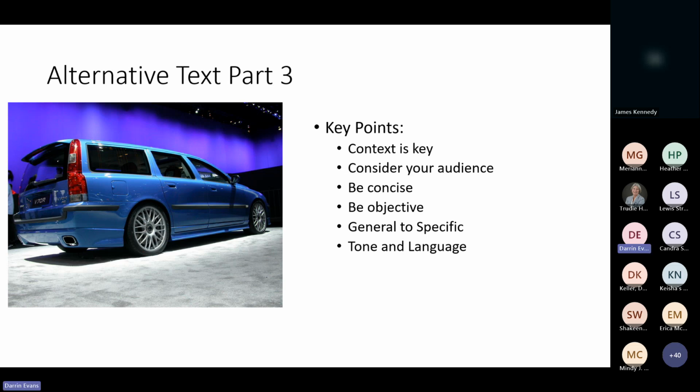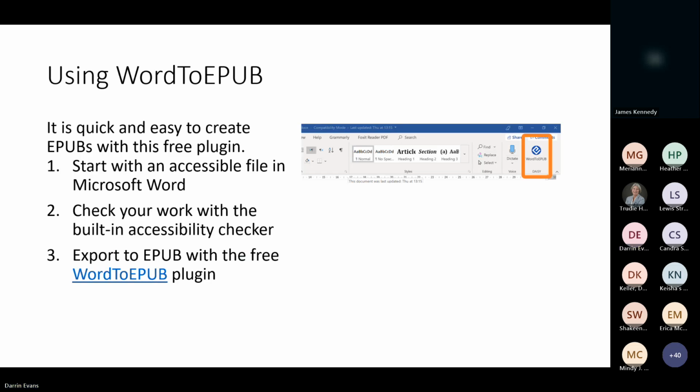And I want to go general to specific, right? I want to go, hey, this is a Volvo V70. It's blue. It's a station wagon. You see how each part of that, I'm getting more and more specific. And then my tone and language, I want to make sure that I'm explaining it adequately and with the right tone. So that was just a quick review of creating accessible Word documents.